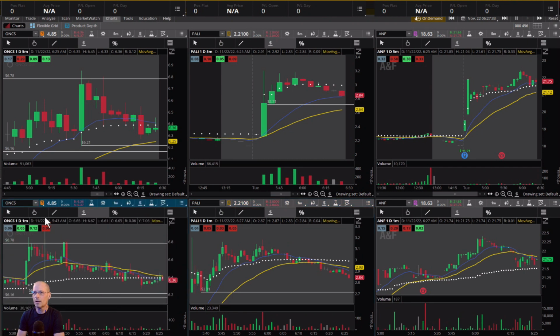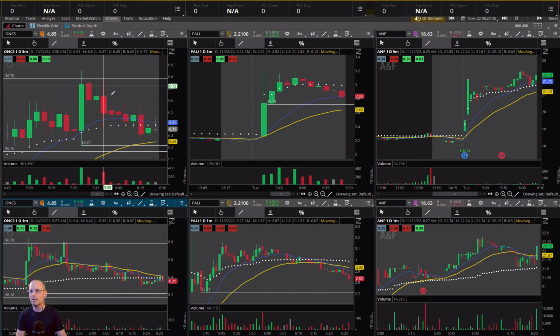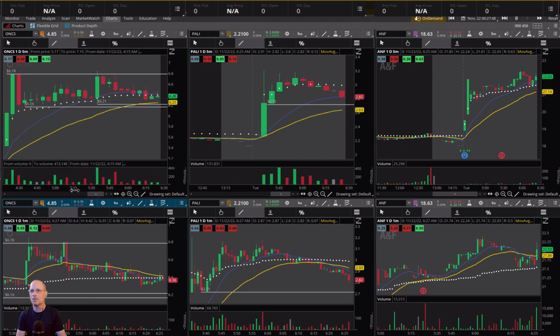Another thing I wanted to look at here on ONCS is it looks like we have a falling wedge, and we do. Oftentimes a falling wedge can be an indication that the bottom is in on consolidation, and you might be seeing a reversal take place. Well, we'll see if that happens here.